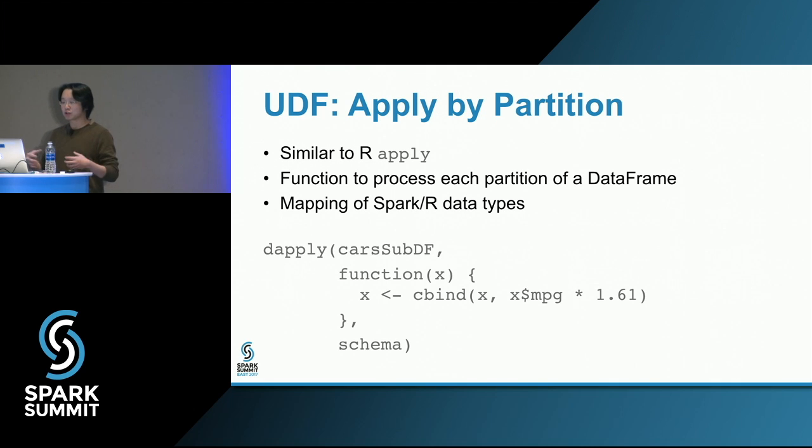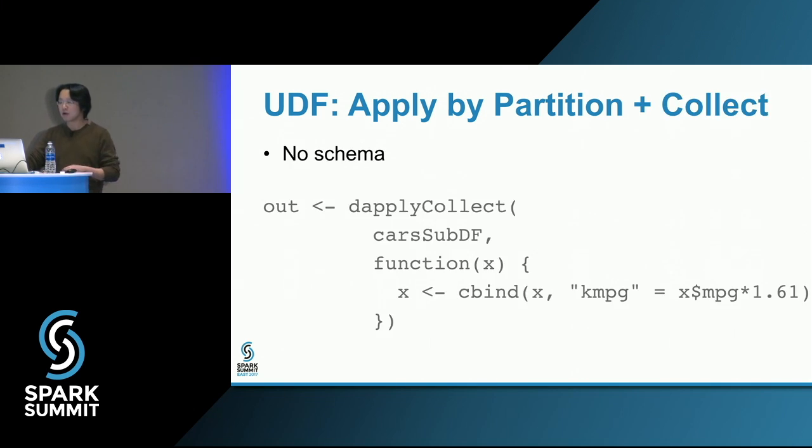In terms of how this works, this is an example of dapply, where you specify the data frame, which is the first parameter, and specify your function inline. You can do your transformation there. You do need to specify a schema, which we're going to talk about, the data type mapping, so that we understand what is actually being returned from the native code. Another example here is dapplyCollect, in which case you don't have to specify the schema.